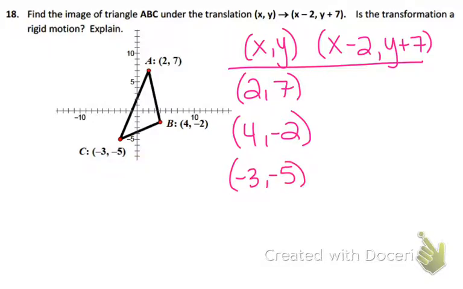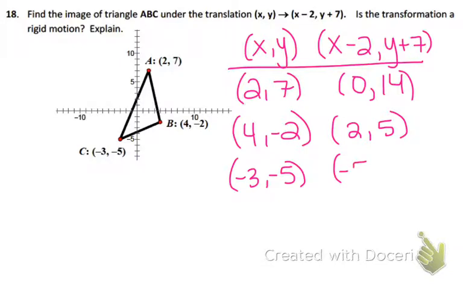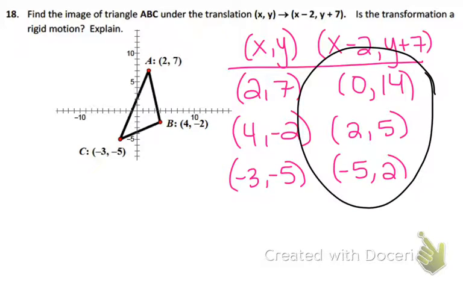So to get the image, I'm going to take those points, and it's saying I'm subtracting 2 from my x and adding 7 to my y. So if I subtract 2 from my x, 2 minus 2 is 0. If I add 7 to my y, 7 plus 7 is 14. For this one, 4 minus 2 is 2. -2 plus 7 is 5. So just working through this rule. And then -3 minus 2 is -5. And then -5 plus 7 is 2. So this is the image of ABC under the translation.